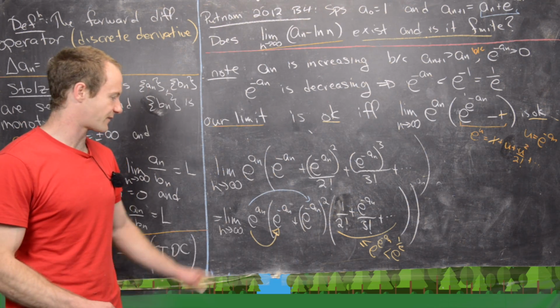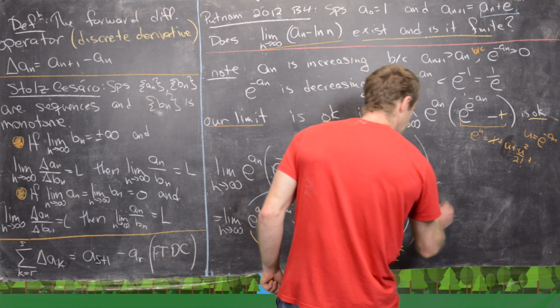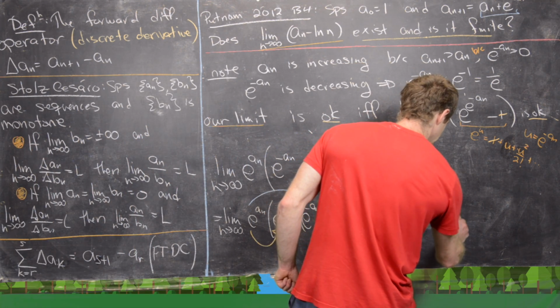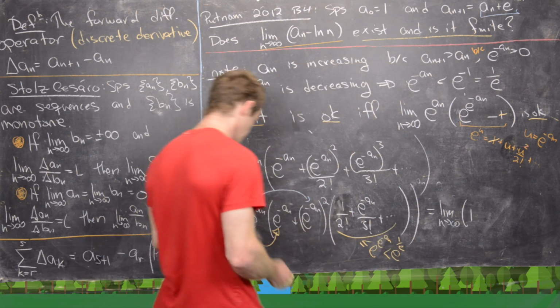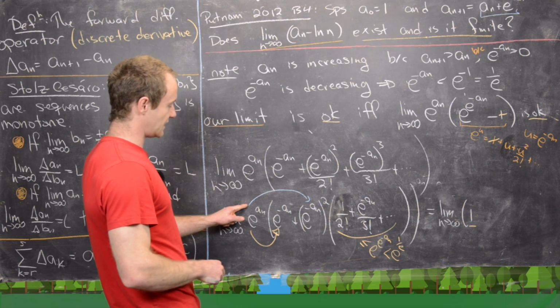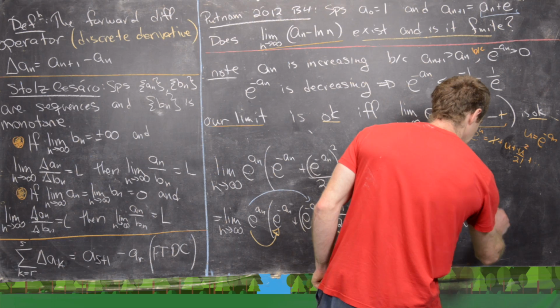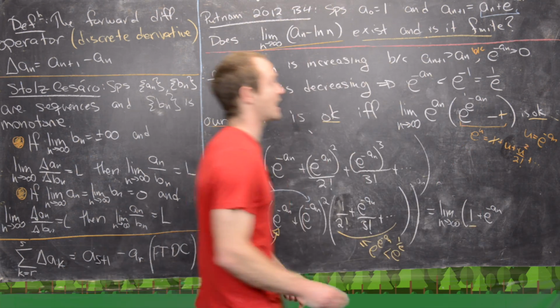So now I want to simplify this a little bit. Multiplying this e to the a n through, that's going to give me the limit as n goes to infinity of 1. So that's what I get from this e to the a n term. And then multiplying this e to the a n through to this e to the minus a n squared, I get plus e to the minus a n there.